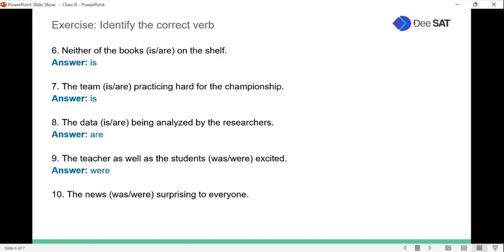The news was or were surprising to everyone. Again, news is a piece of information that we're talking about. Thus, the news was surprising to everyone.